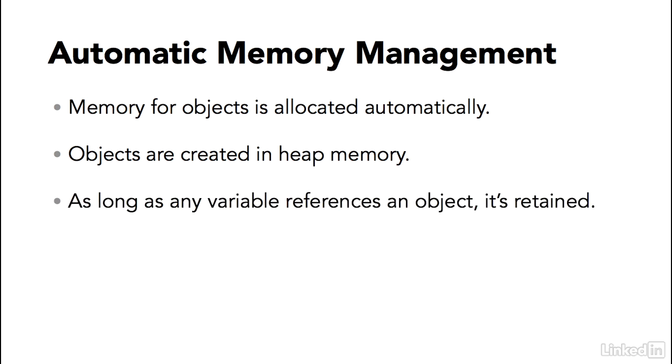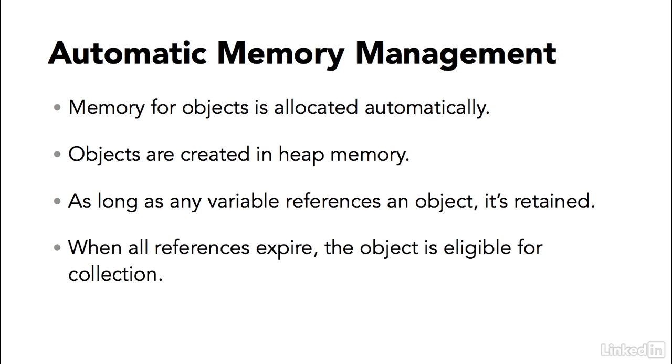And as long as any variable references an object in memory, that object will be retained. It won't be eligible for garbage collection. So if you create a variable and it points to a string, a date, an array, a collection, or any other complex object, as long as that variable can be addressed in your code, the object will be available. When all of the references to the variable expire, it's eligible for garbage collection. But it's up to the garbage collector process to decide when to do that.